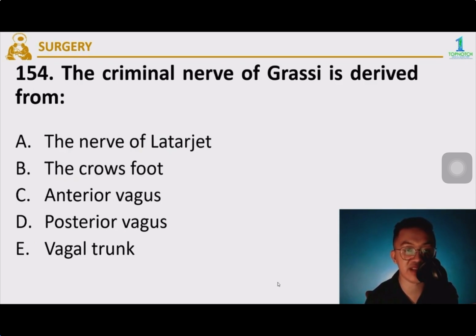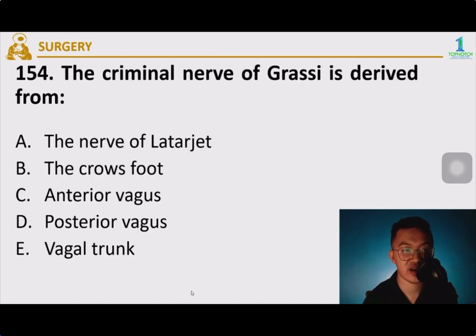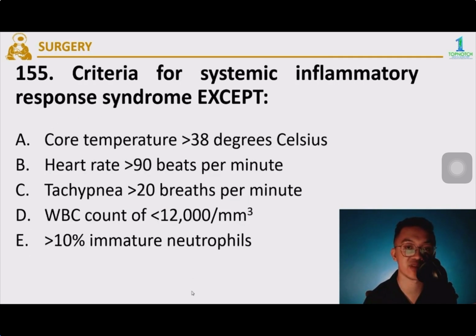154, the criminal nerve of Grassi is derived from. There were lots of anatomy questions in our surgery exam. So it's actually the posterior vagus nerve which sends off the criminal nerve of Grassi. Now the criminal nerve of Grassi supplies the posterior fundus, and this is the one that's usually missed during highly selective vagotomy. So that's why it's a criminal nerve. 154, the correct answer is your posterior vagus.